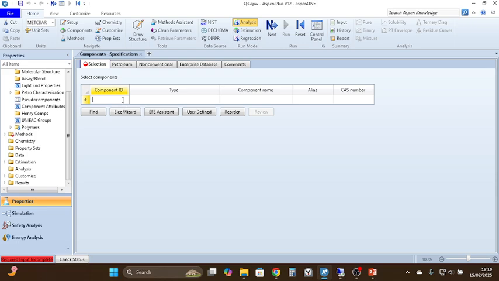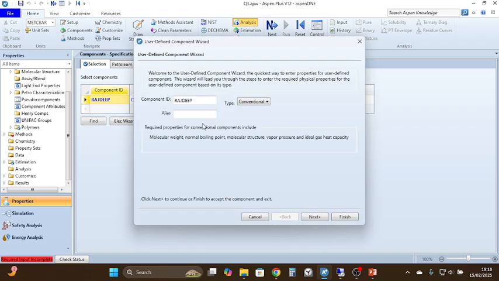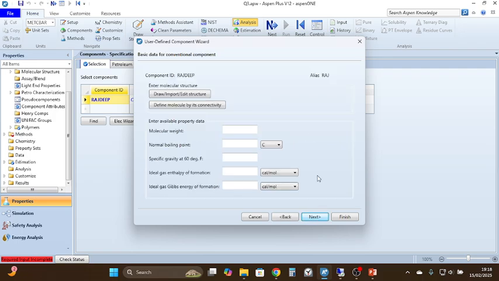So over here we can name the component. Let's say I am giving my name over here, and for the type we are going to use user defined. Okay. So let me give the name, and the type, let me keep it as conventional. I'm going to click on next.